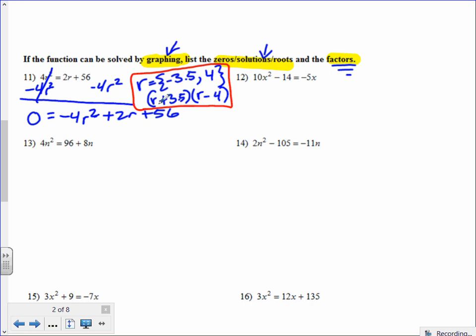So kind of a three-step process. Make it equal to 0, graph it, and find the zeros. And last but not least, write your factors. So a good first day back, nothing too crazy, nothing too complex. Some good practice. Questions?